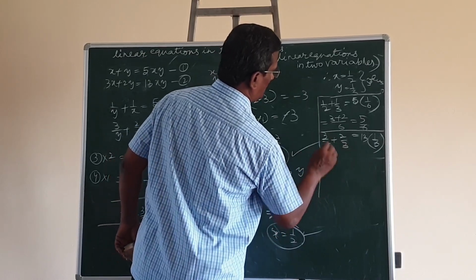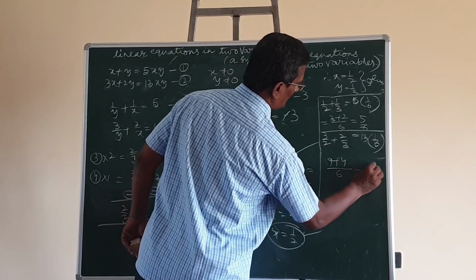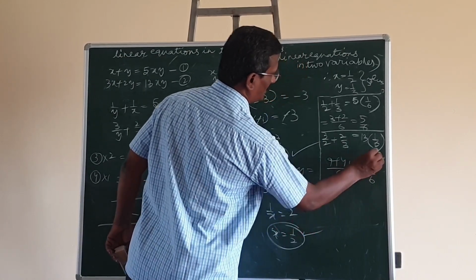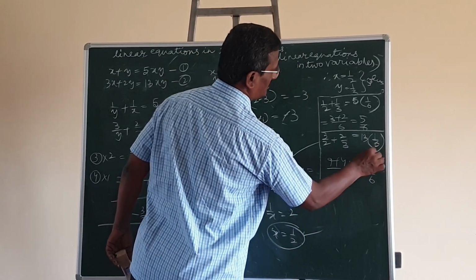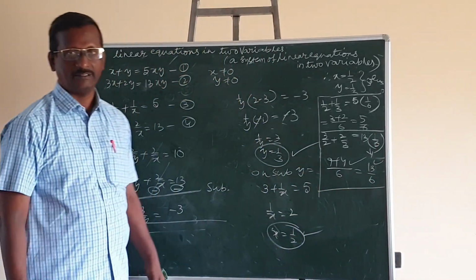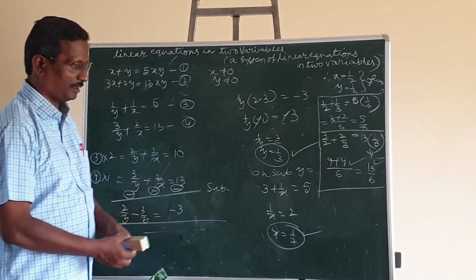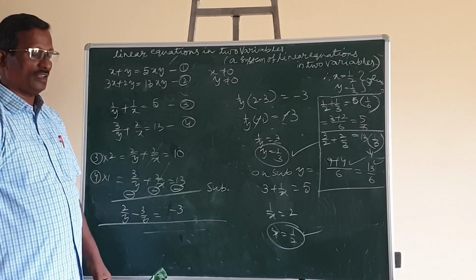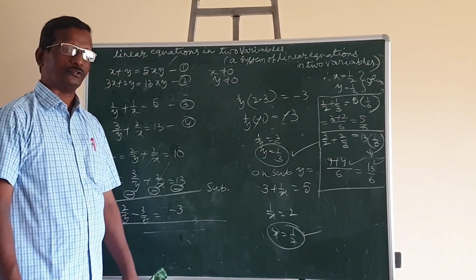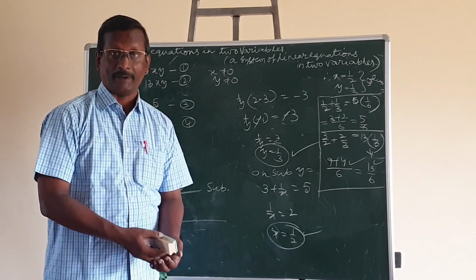3 3s are 9, 2 2s are 4, in between plus, upon 6 is equal to 13 upon 6. So LHS is 13 upon 6, RHS is also 13 upon 6, it is satisfied. This is how we check and confirm that our answer is correct. Now there is another pair in which the procedure is totally different. It is in fact a problem in exemplar.